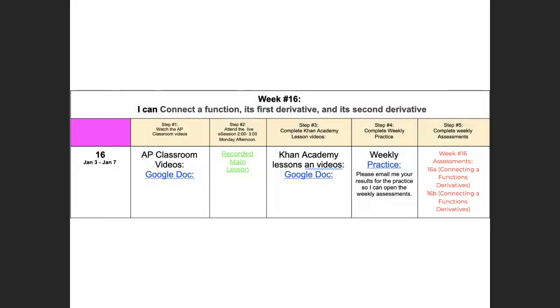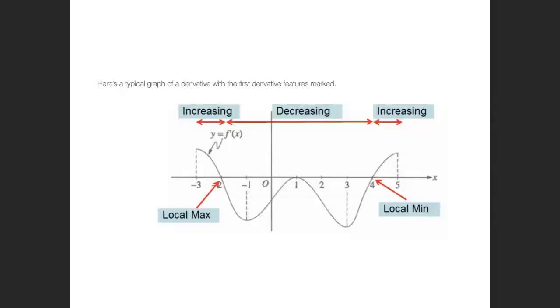For this week, we're going to be connecting the derivative graphs. An AP exam usually has two or three derivative graphs on them, and you just have to be really good at looking at them and figuring out what they're asking for. And second semester, we'll be doing a lot more of these types of graphs. If this is a derivative graph that they give us, I always tell students that what they're really asking is what is happening to the original graph. So if this is f prime of x, they're really asking you what is happening on f of x.